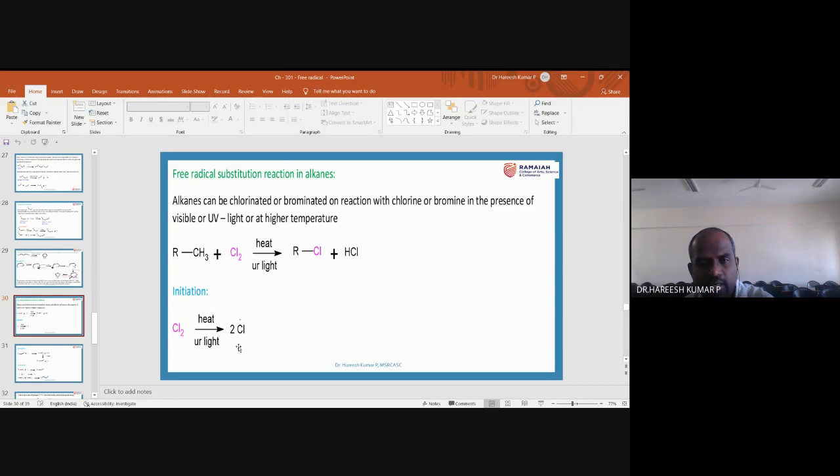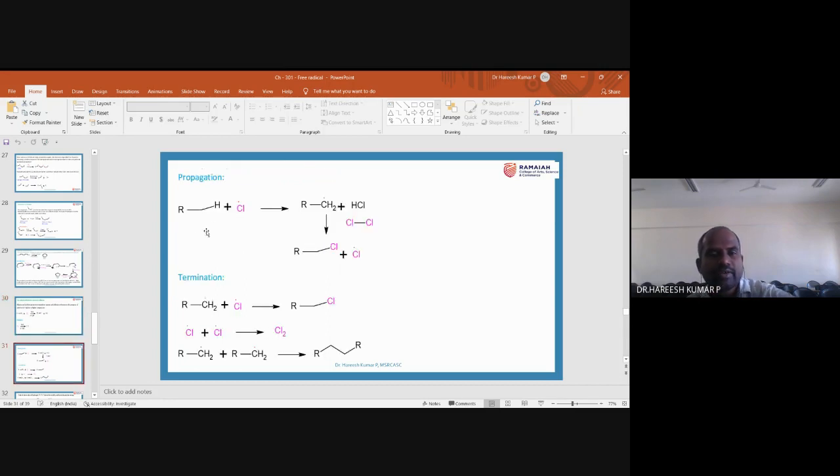So I will go to the next slide. The obtained chlorine radical reacts with RCH2H. Instead of writing RCH3, I have written it as RCH2H. So this C-H undergoes homolytic cleavage in presence of chlorine radical, giving rise to alkyl radical and HCl as the neutral product. This alkyl radical can react with chlorine. So this alkyl radical makes chlorine undergo homolytic cleavage, giving rise to RCH2Cl as the neutral product, and chlorine will be the free radical. So this is again a propagation step.